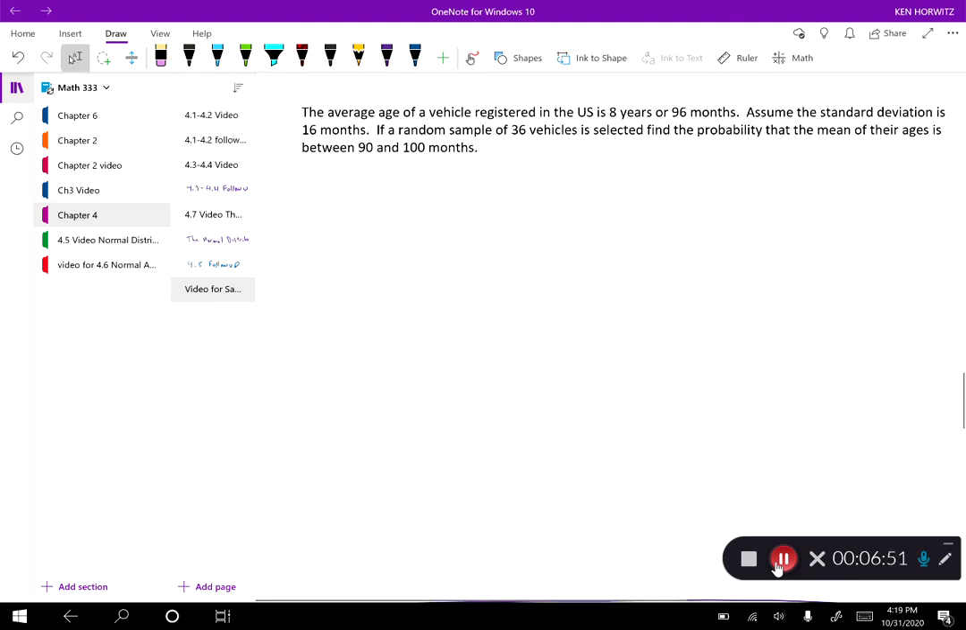Here's the first example. The average age of a vehicle registered in the United States is 8 years or 96 months. Assume the standard deviation is 16 months. If a random sample of 36 vehicles is selected, find the probability that the mean of their ages is between 90 and 100 months.